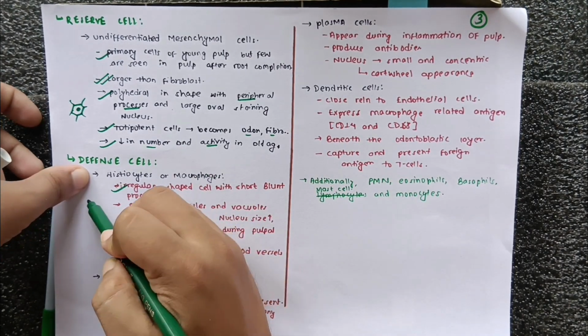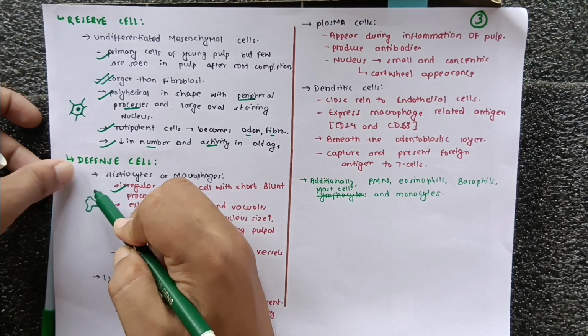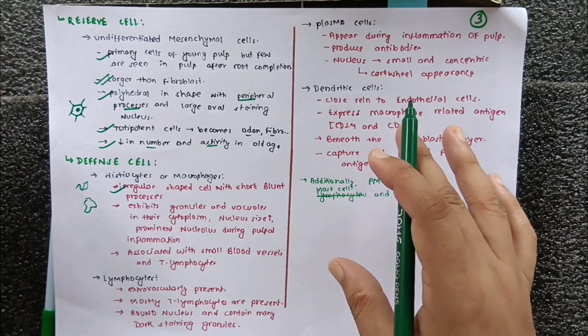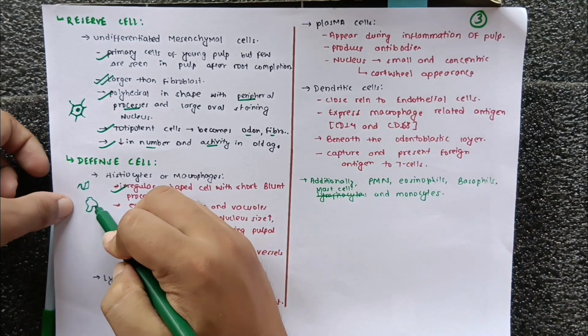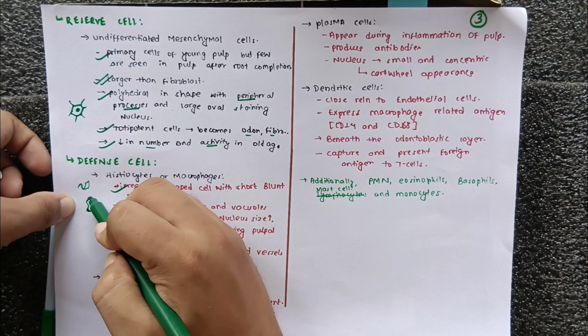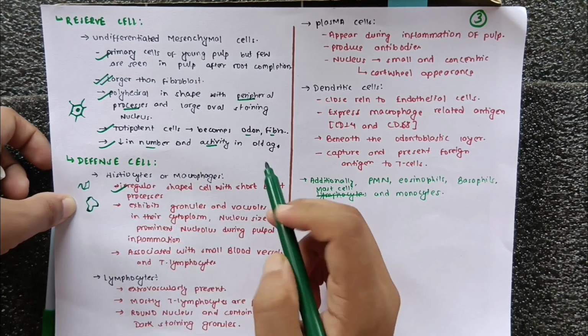Okay, so they are irregularly shaped, so they can be like this. They can be of any shape. They are irregular in shape with blunt processes. So this is blunt, this is not pointed. The blunt processes are present there.